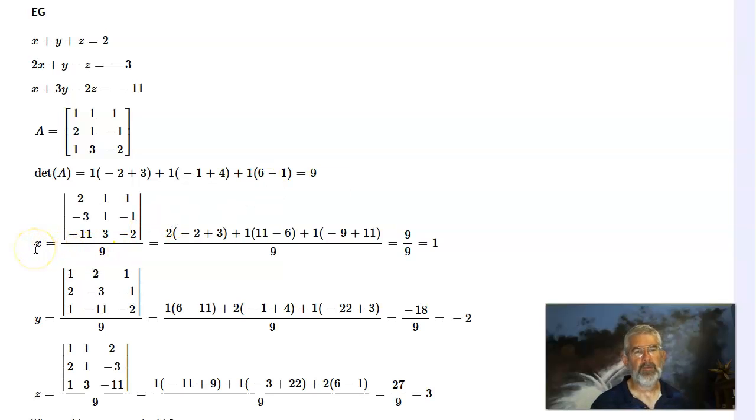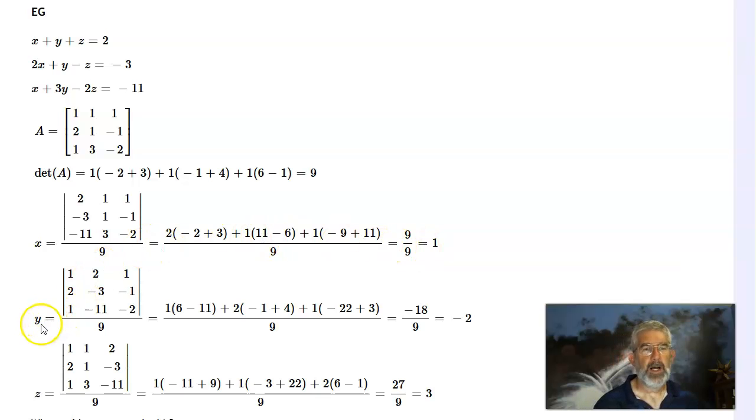So x is the first variable. The denominator in each of them was the determinant of A. I don't have to calculate that each time. I know it's 9. But the numerator is, take a look at matrix A here and replace the first column by the numbers here, 2, minus 3, minus 11. That's what I have right here. The second column matches with A, the third column matches with A, but the first column matches with those numbers. Take the determinant of this, it turns out to be 9, and 9 divided by 9 is 1. My claim is that the solution to this equation will have x equals 1.